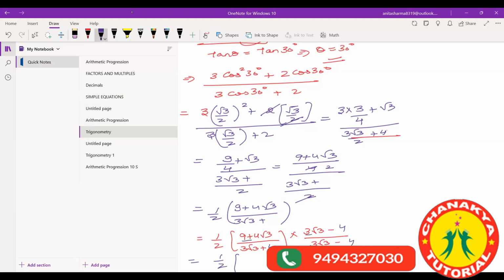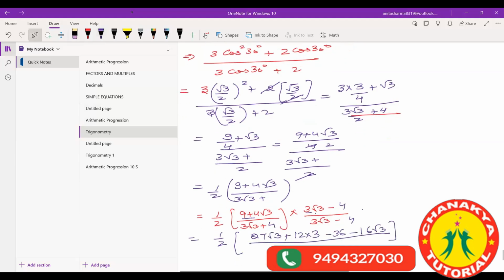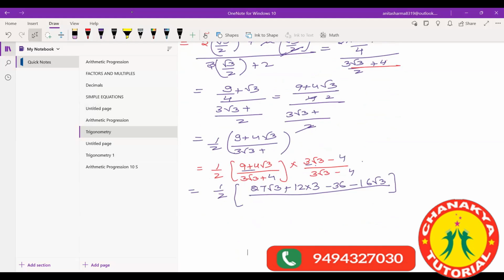Okay. So now, 1 by 2. Multiply 9 into 3, 27 root 3. 4 times 3 is 12. Root 3 into 3 is 3, 9 times 4 is 36. Plus minus 4, 4 is 16 root 3. Divided by, now in the numerator it is a plus b and a minus b, so you will write 3 root 3 whole squared minus 4 whole squared. Right, beta? So, 1 by 2, 27 minus 16. What will you get? Tell me. 27 minus 16. 11.